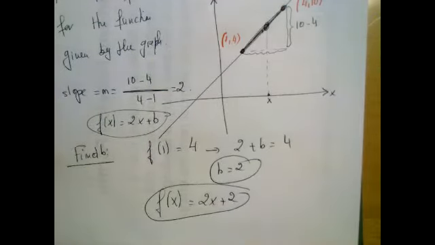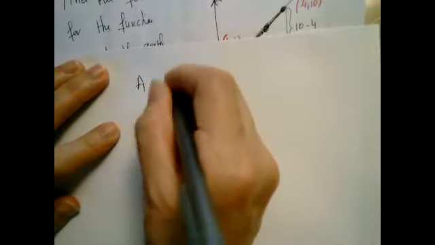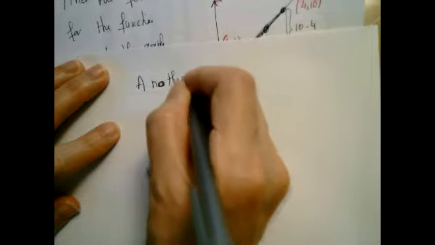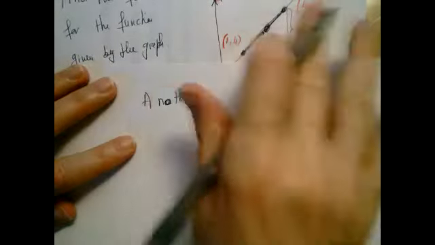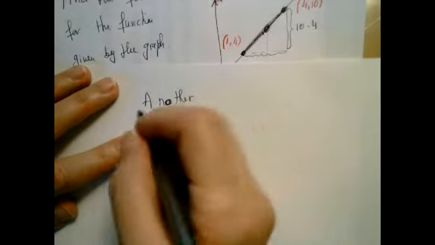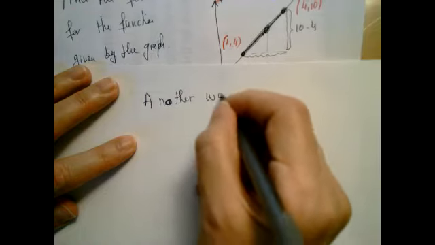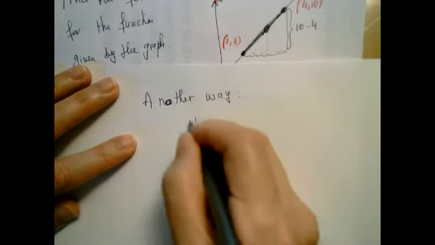Now another way to find the formula for a linear function, the one we will eventually be using, is to use what we call the point slope form. So another way is using the point slope form. And as I said, this is the way I would like to find the equation for a linear function. So another way, the point slope form.